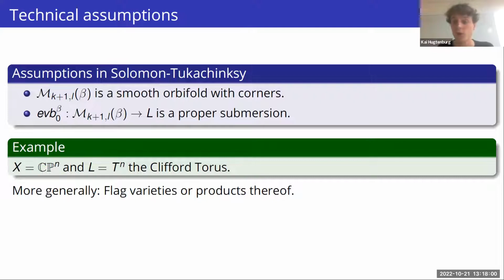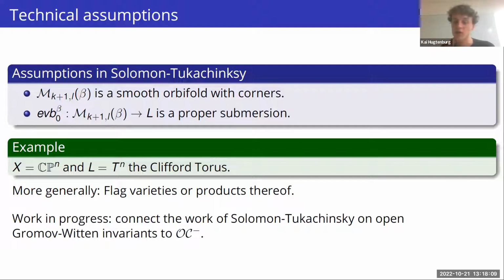Now, you might ask, why do you work in such a strict setup? It would be nice if you could prove these things more generally. The reason is that Solomon-Tukachinsky in this setup defined open Gromov-Witten invariants. And in work in progress, I hope to relate this story about the negative cyclic open-closed map to their open Gromov-Witten invariants. Hopefully at the end, I'll have time to talk about this.